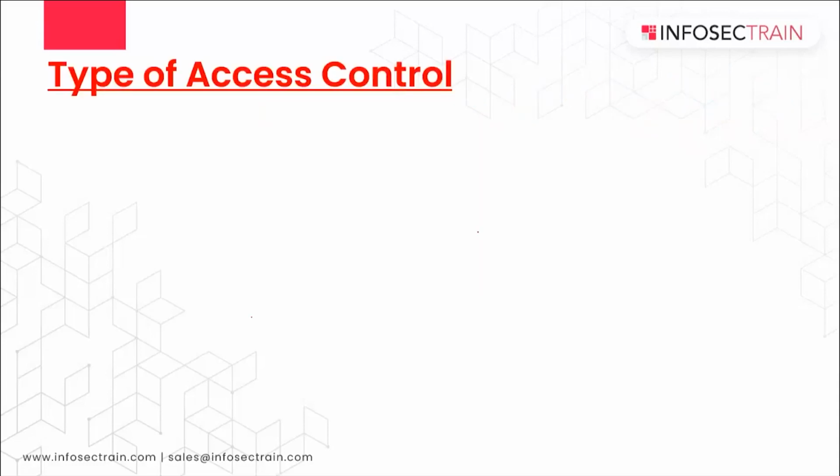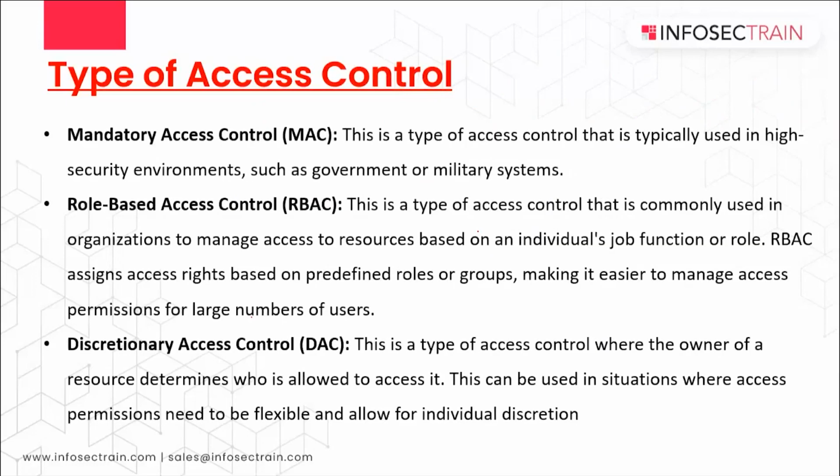Then we have types of access control: MAC, RBAC, DAC, and others also. Rule-based and attribute-based are also there, and it can keep on increasing. Others are also there, just to let you know. Now what do we have? We have access controls, and we have their different types. Consider these three, DAC, MAC, and RBAC, as access control models, right?